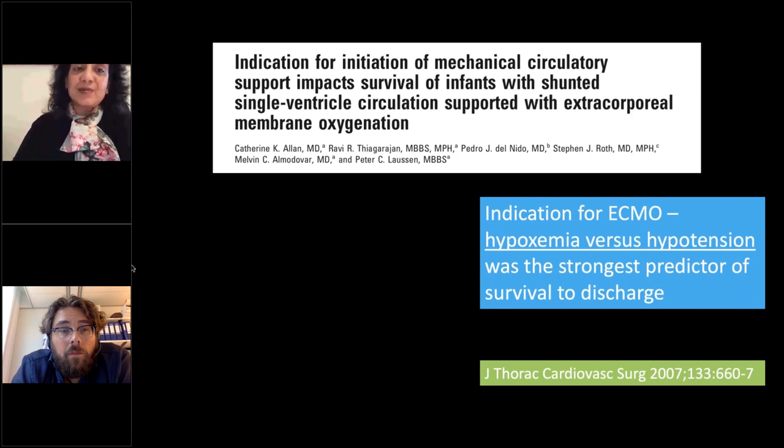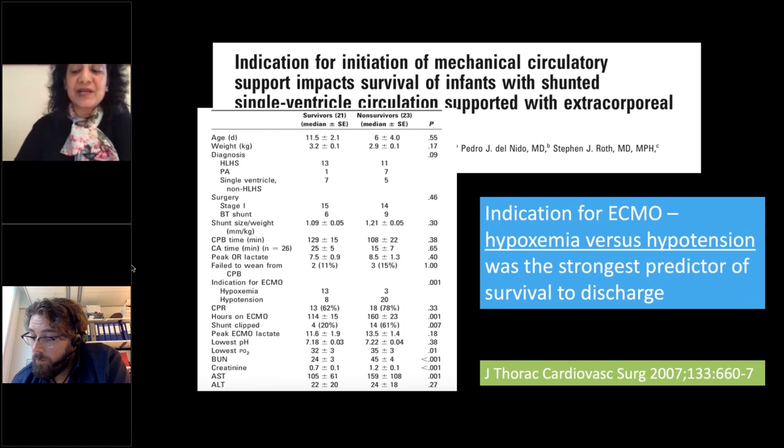So the second thing that I want to mention in single ventricle physiology patients who are supported on ECMO is that the indication for ECMO is very important. If it is hypoxemia versus hypotension, the ones who are cannulated for hypoxemia have a much higher chance of survival compared to the ones who are cannulated for hypotension. This was seen from this paper published in 2007, and you can see here that those who had shunt occlusion had much higher survival, and the ones with the indication of hypoxemia survived as compared to the ones who were cannulated for hypotension.